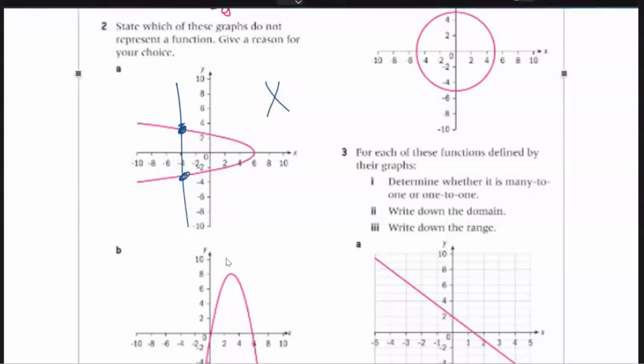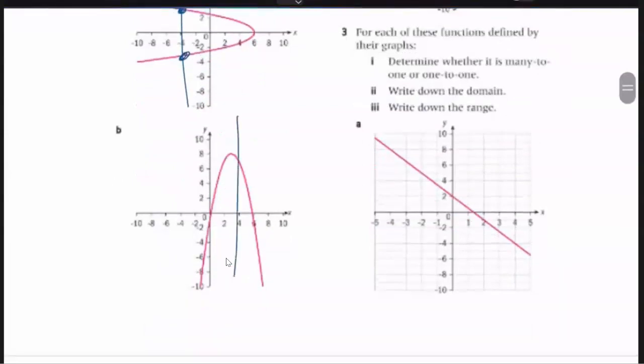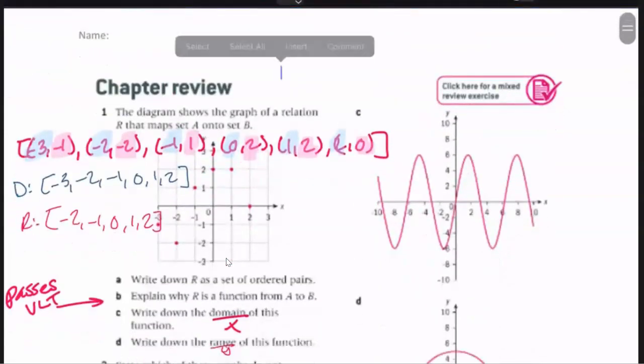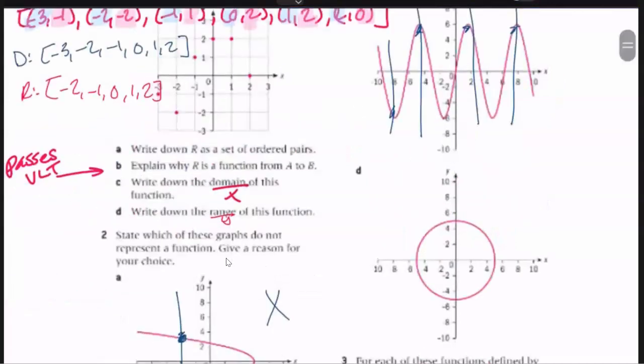Here, however, no matter where I draw my vertical lines, it always will only hit once. So this one is a function. It passes the VLT. Although this one looks pretty weird, it also passes the vertical line test. It will always hit once. This one, however, it's a circle, so it does not pass the VLT. It does not pass the vertical line test.